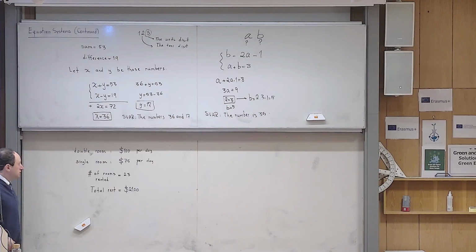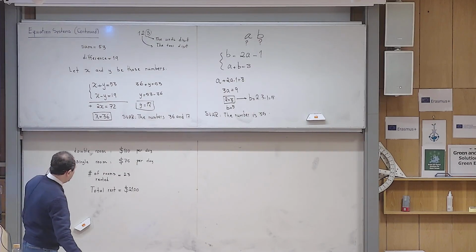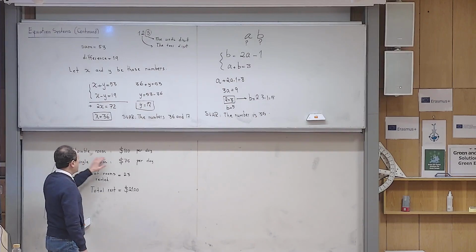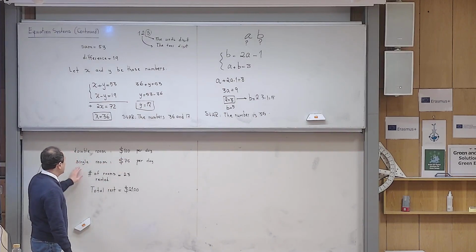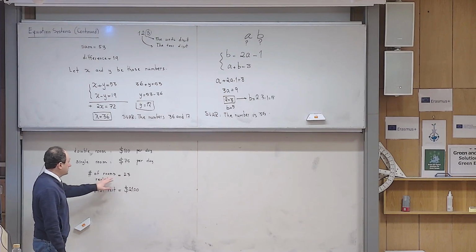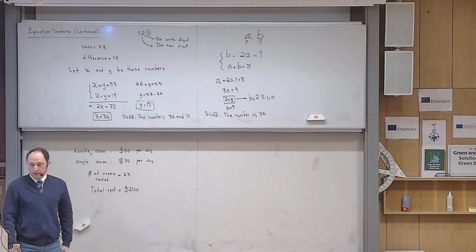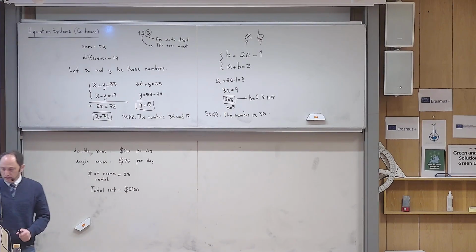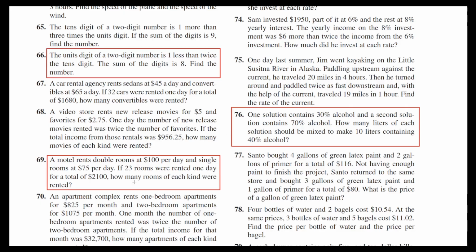Okay. So let us see. Question, the motel one. So I have written the information here. The double room price is 100 per day, single room price is 75 per day, and the total number of rooms rented is 23, and the total rent is $2,100. Okay, and then what is wanted? I recommend you to go directly to the last part of the question immediately. How many rooms of each kind were rented? So that is what you don't know.